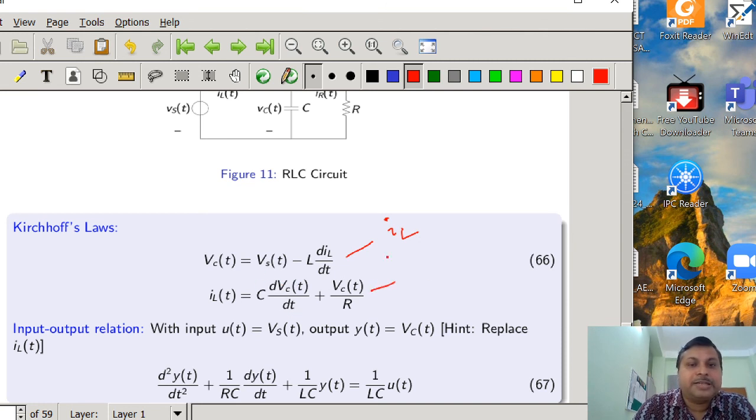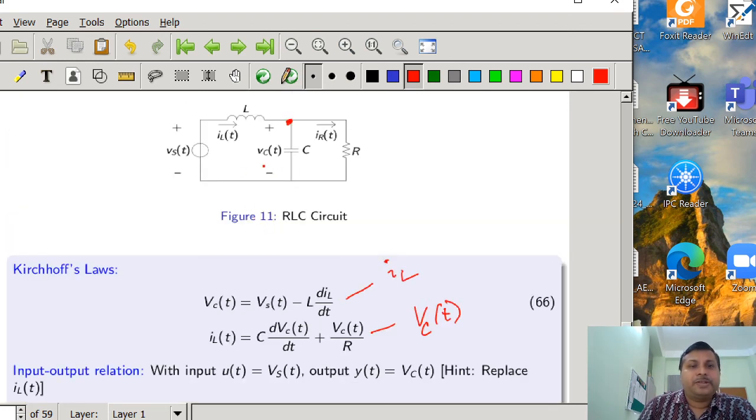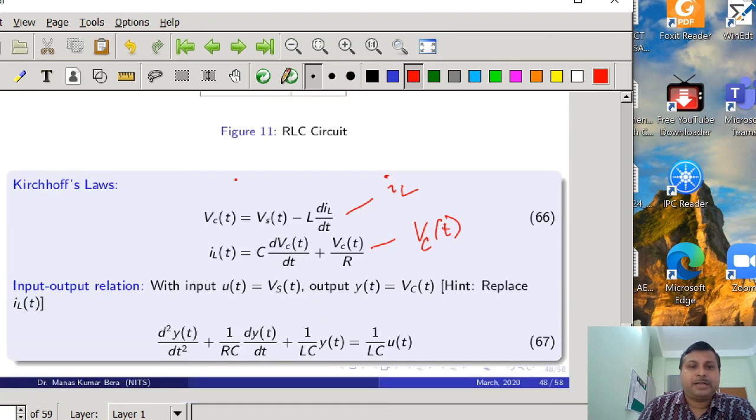So definitely it is indicating that the voltage across capacitor VC(t) will qualify as another state variable. Now we can write the input output relation, which is describing the dynamics of the system. That can be written also. So here the input is u(t), that is Vs(t), and the output y(t) is defined by VC(t).